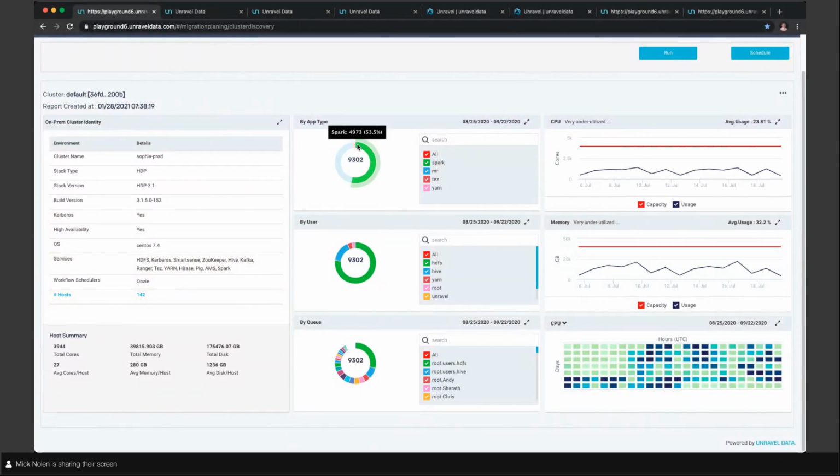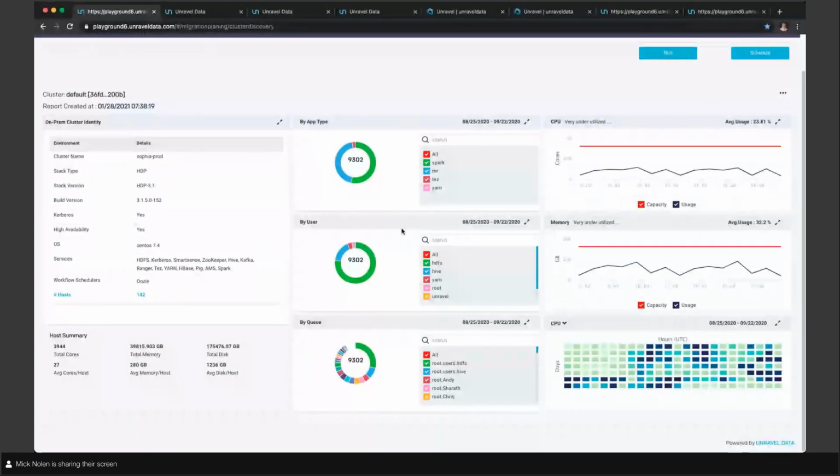So the next thing we need to understand is how are those resources being used? Do I know which application types we are executing? Do I have Spark? Do I have MR? Am I using Tez? Am I using Kafka?